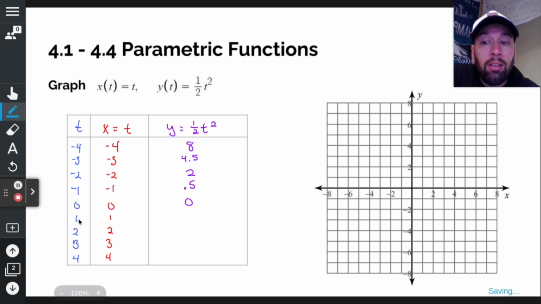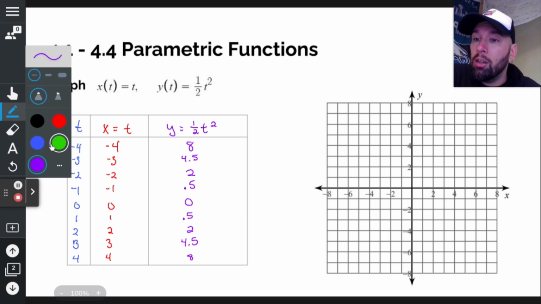And then fun stuff happens. 1 squared is 1, and half of that is 0.5. So, a number that repeats. 2 squared is 4, so half of that is 2. Again. 3 squared is 9, half of that is 4.5. 4 squared is 16, half of that is 8. We get the same numbers. So in this case, it looks very parabolic. You know why? Because it's a parabola.